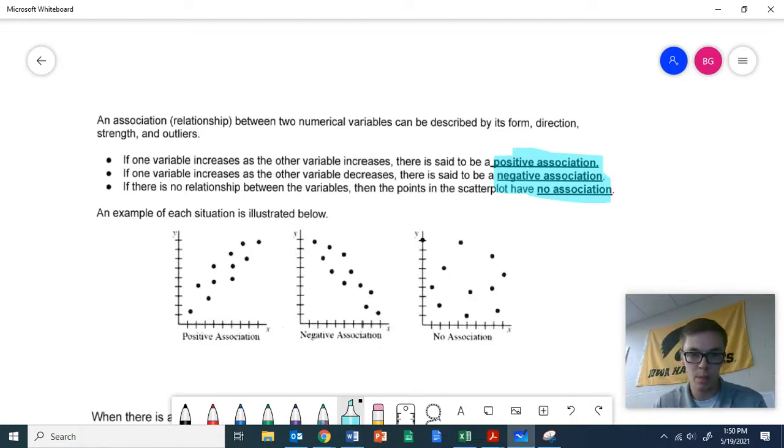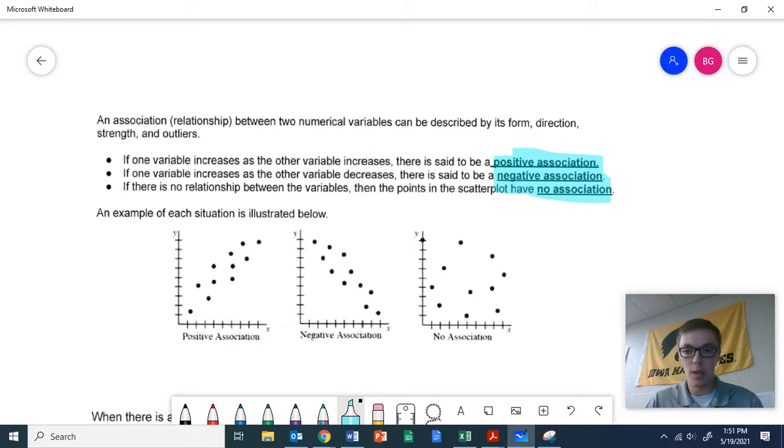So obviously, if it's a positive association, as you can see in the example below, from left to right, as x increases, our y value is also going to increase. So you can think of our example as one of the first ones. As shoe size increases, the height also increases. That's a positive association.